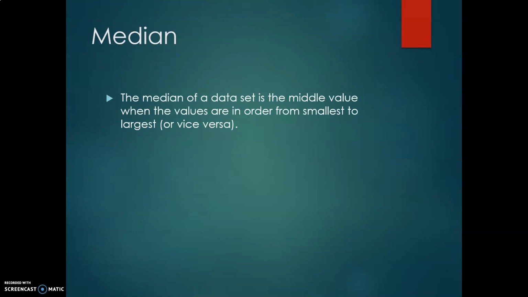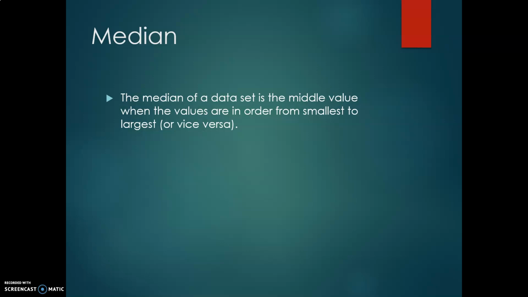The other important thing we look at is the median. The median in the data set is just its middle value. So we just put the values in order from least to greatest. You can do greatest to least, but we're going to do least to greatest because that's what we need to do for the next thing we're going to look at with quartiles. So we're just going to do it in that order anyway.